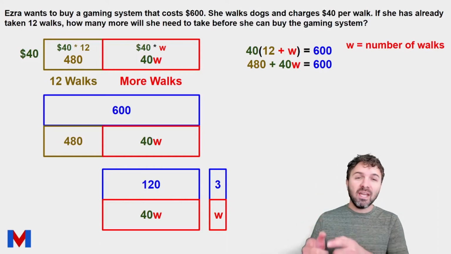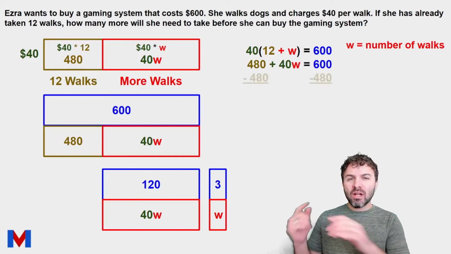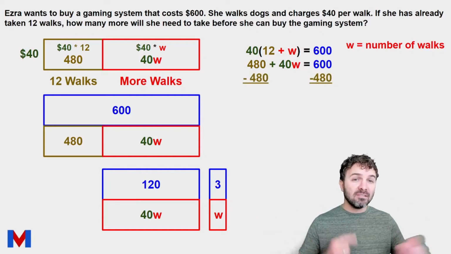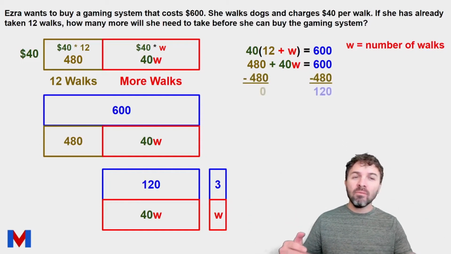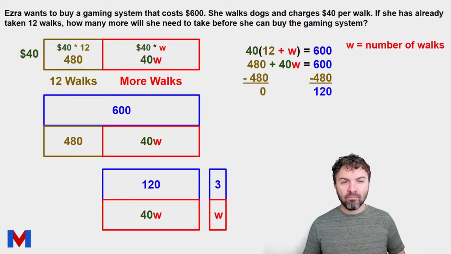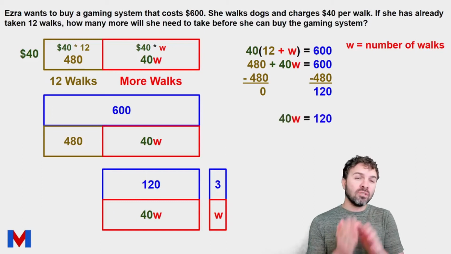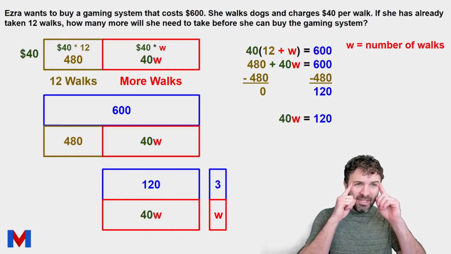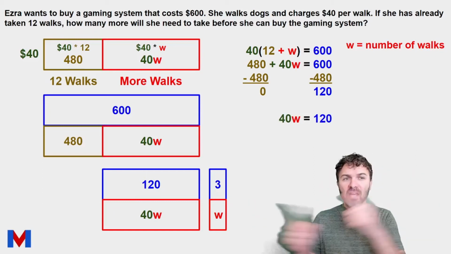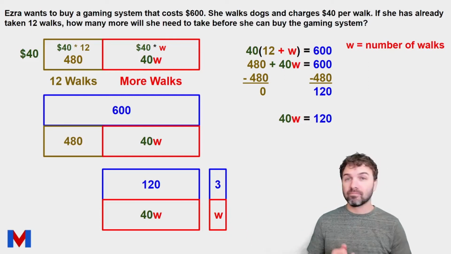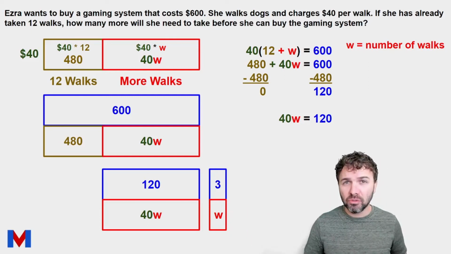So to get rid of that 480, I'm going to subtract 480. And again, both sides are the same, so I'm going to subtract 480 from both sides. 480 minus 480 is 0. 600 minus 480 is 120. And I'm going to rewrite what I know. We have positive 40W equals 120. And I hope you're making a connection from here to over here and vice versa, because they're going through the same process. Just hopefully one makes more sense to you.